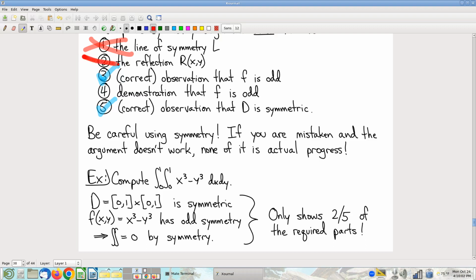The student didn't give me the formula for the reflection. The student didn't demonstrate that the function is odd. There's 3 out of 5 gaps in this argument, right? So this student has done 40% of a valid argument. Everybody see the problem? Okay, so don't make that mistake.